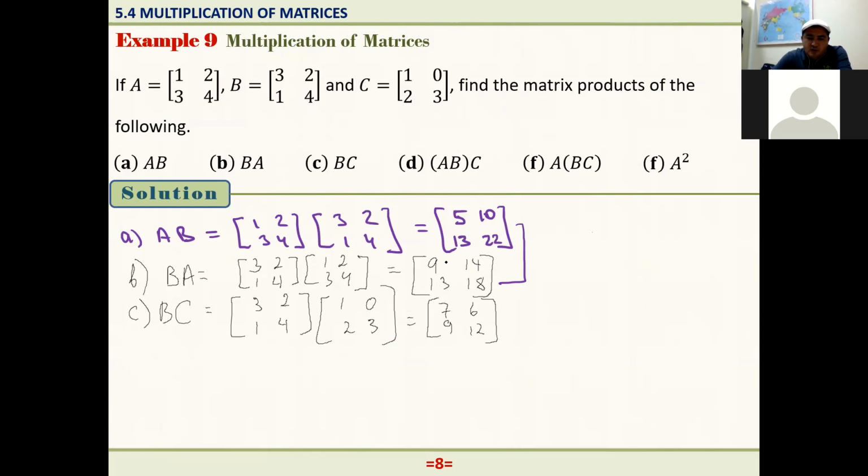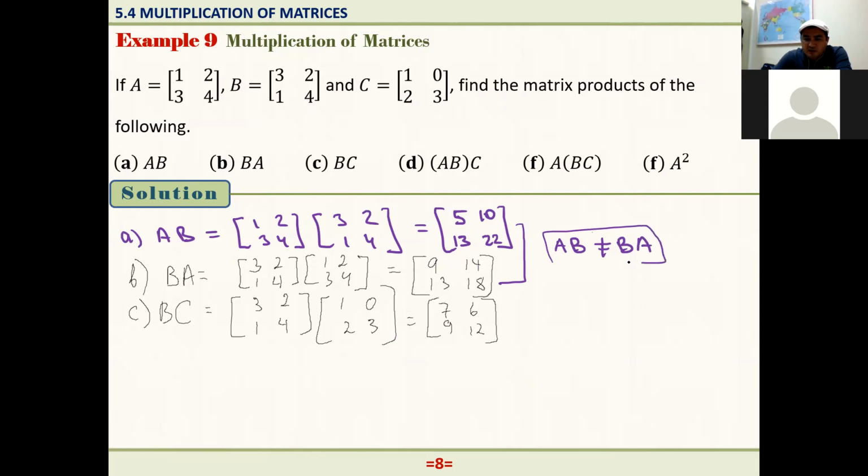Actually, for two matrices to be equal to each other, they must have the same order and all their corresponding entries must be equal to each other. Since even the first 5 and 9 are not equal, we can draw the conclusion that AB is not equal to B times A in general.